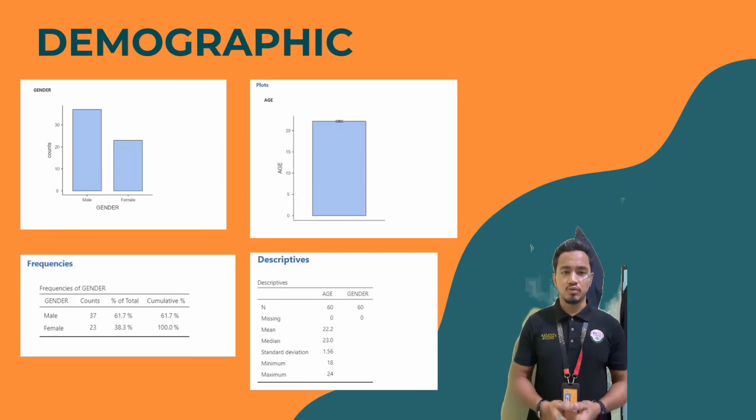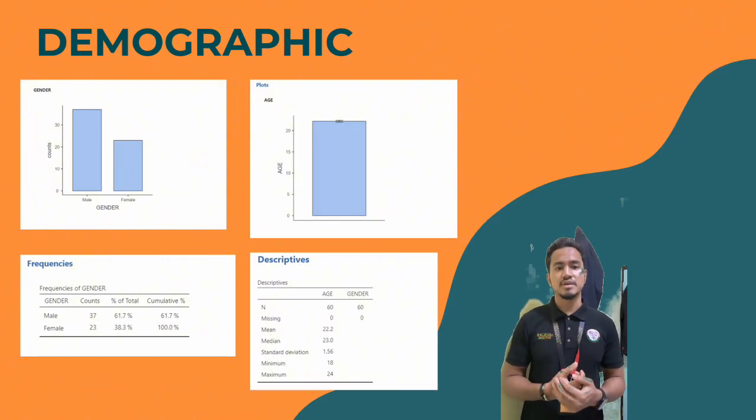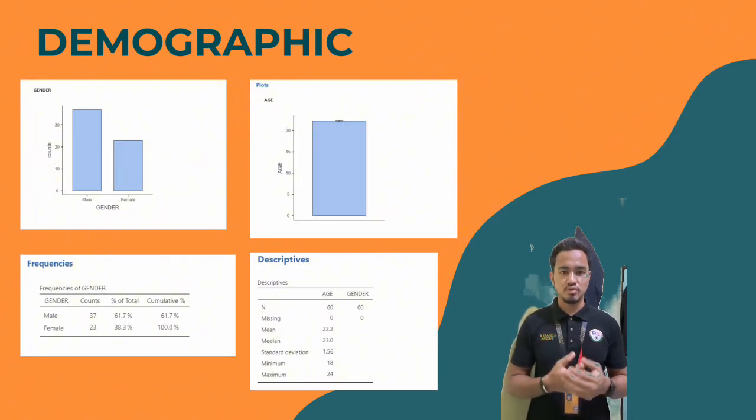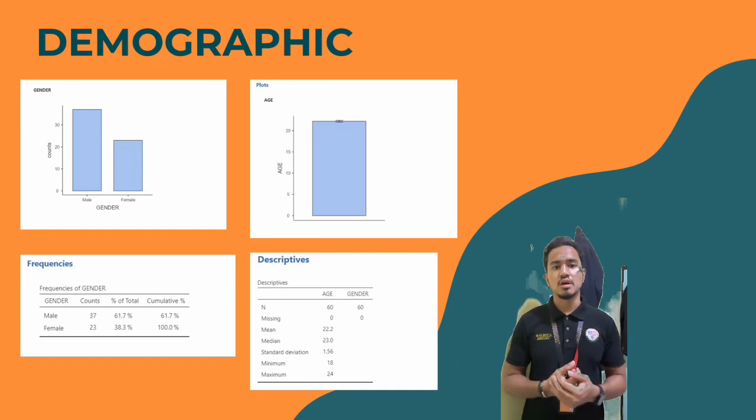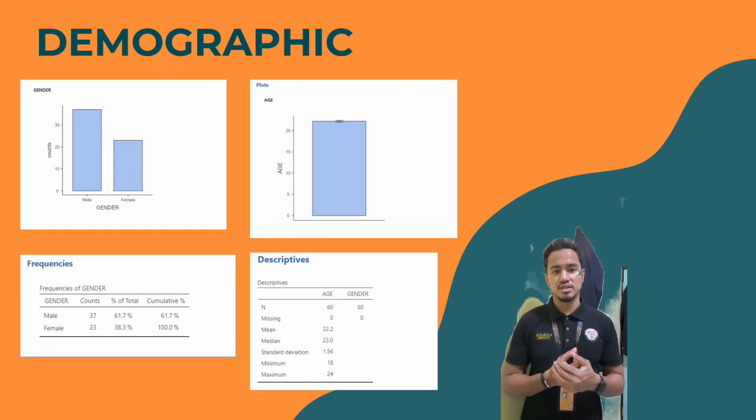Next, I will explain the demographic analysis of the respondents. This study involved a total of 60 respondents based on the descriptive statistics. The mean age of the respondents is 22.2 years old, while the median age is 23 years old. This shows that most respondents are within a similar age range and are generally in their early 20s.